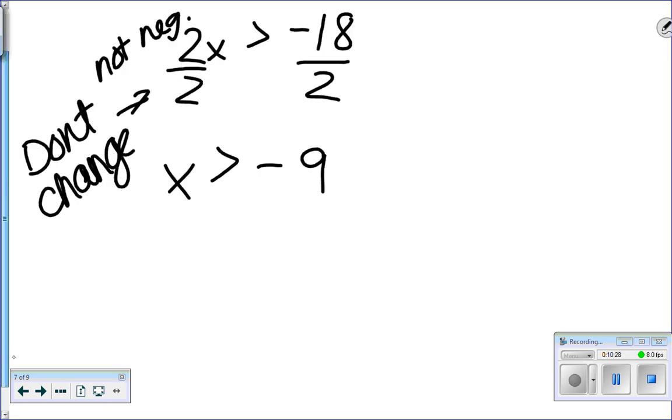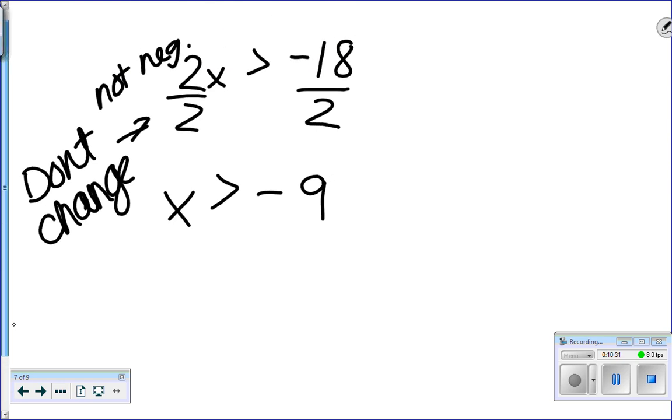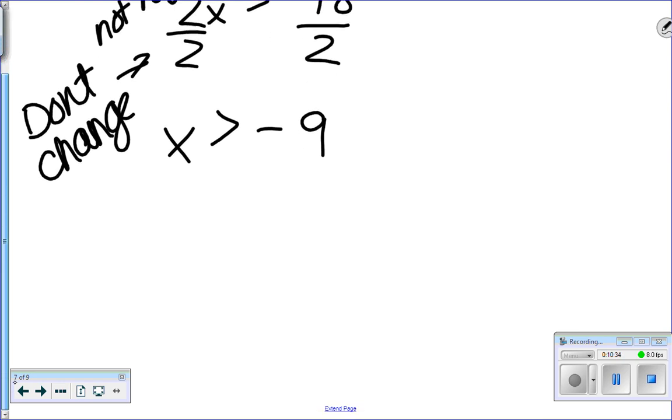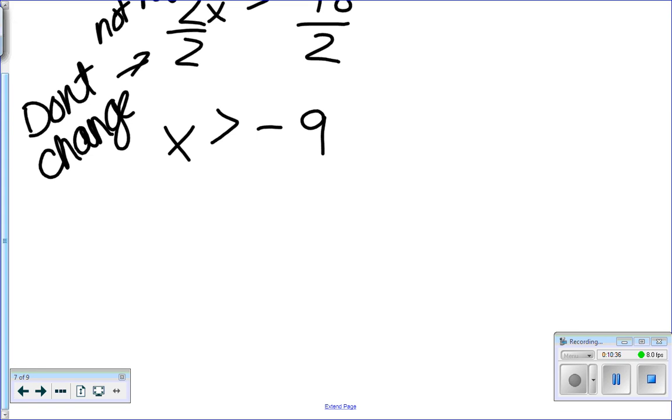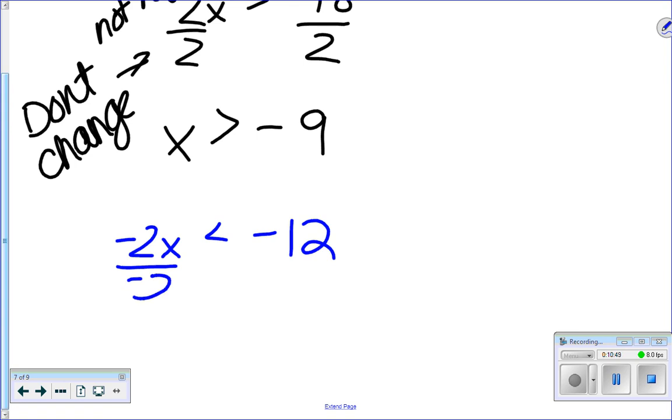Okay, what about, do you want that? You want that in your notebook probably? Okay. And then if I would have, let's see, I'll just keep doing negative 2. Negative 2x less than, if I have negative 12, would I change this one? Yes, because what's happening? I'm dividing by negative 2. See, this one's negative. Then it's going to change. So, x greater than 6.